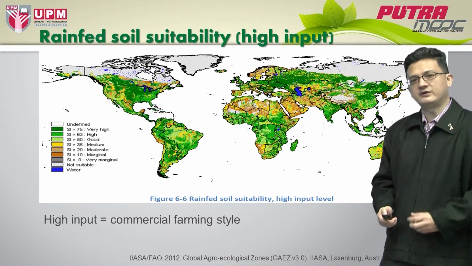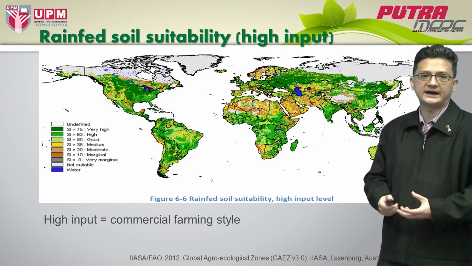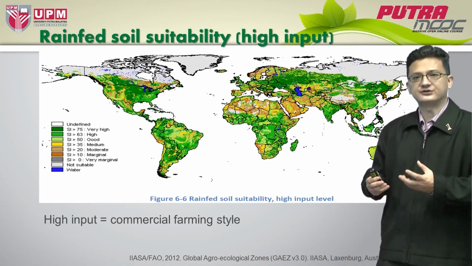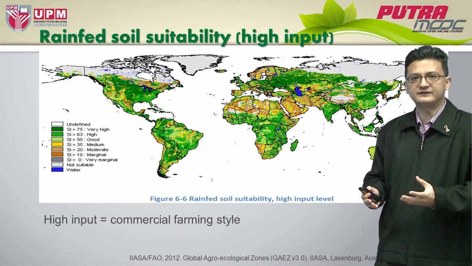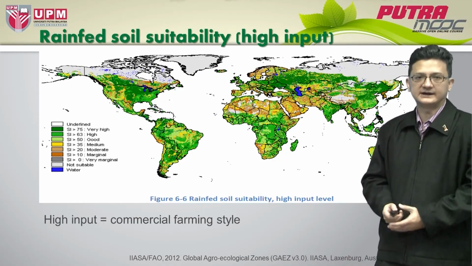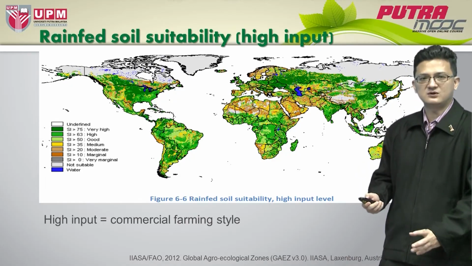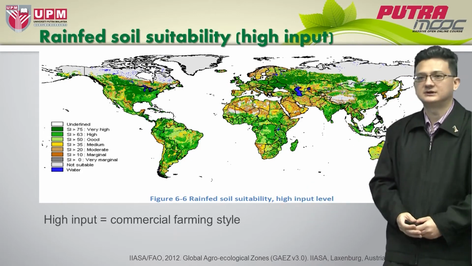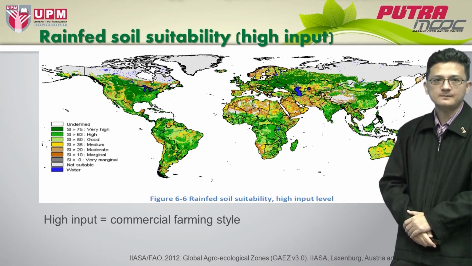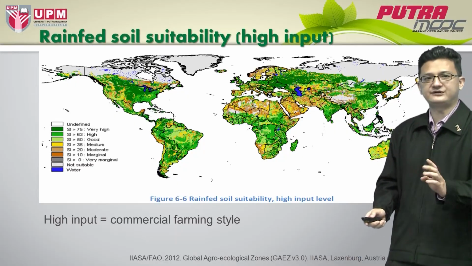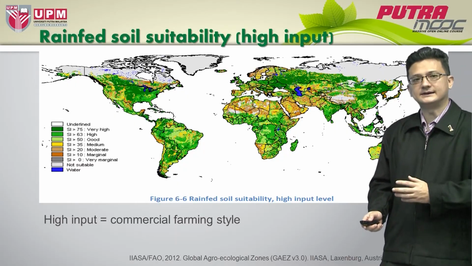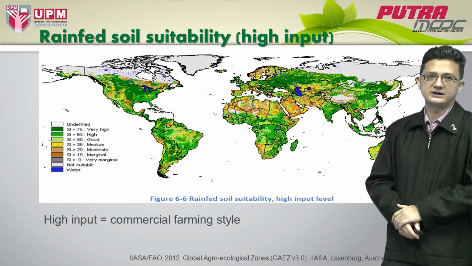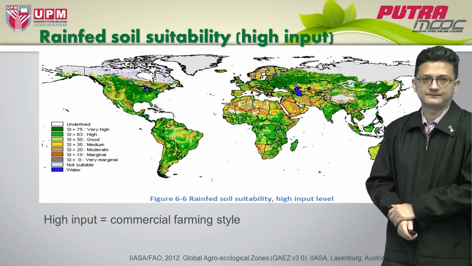That means that with high inputs, with high fertilizer, high labor management, you can make a soil which is not originally fertile, more fertile for agriculture purposes. So from yellow to green, so high input. High input usually means commercial farming style. This is rain-fed, just based on rain and soil suitability. Rain-fed means depending solely on rain, no irrigation for water.